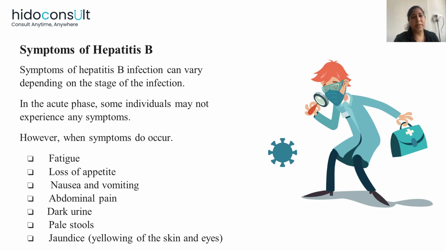So what are the symptoms of hepatitis B? Symptoms of hepatitis B vary depending upon the stage of infection. In the acute stage, some individuals may not experience any symptoms, but in the chronic stage, symptoms do occur, like fatigue, loss of appetite, nausea, vomiting, abdominal pain, dark urine, pale stool, and jaundice, which is yellowing of the skin and eyes.